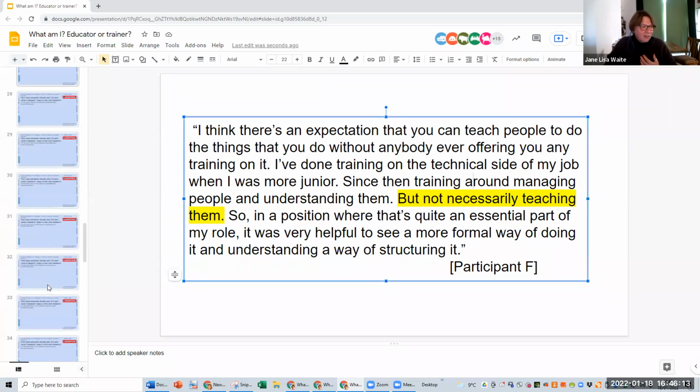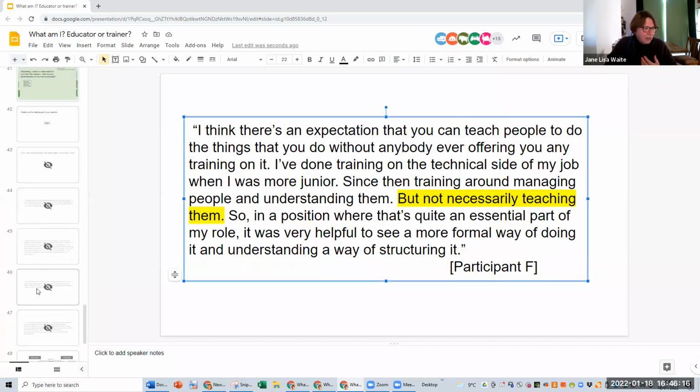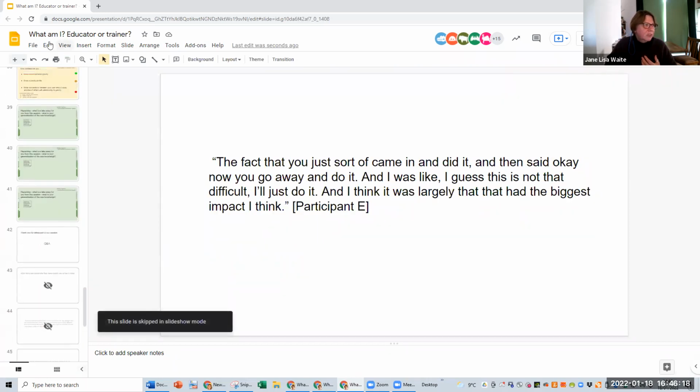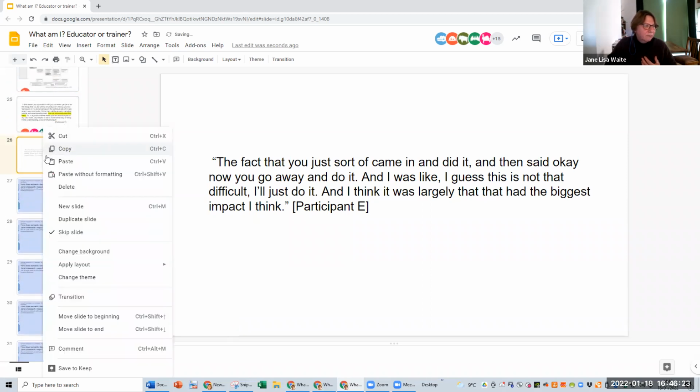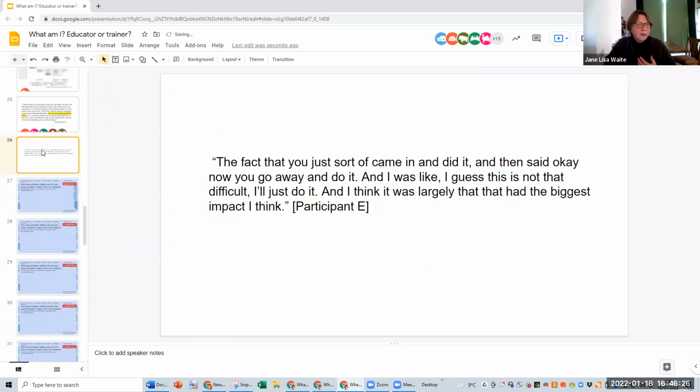I'll just find you another quote, which is quite hilarious, because it's really interesting how every time I listen to Di, something new pops up. If you look on slide 26, what someone said here was, I really did reveal the rules of the game. Participant E said, the fact that you just came in and did it and then said, okay, now you go away and do it, I was like, oh, I guess this is not difficult. I think I'll just do it. I think it was largely that which had the biggest impact. So, revealing the rules of the game.